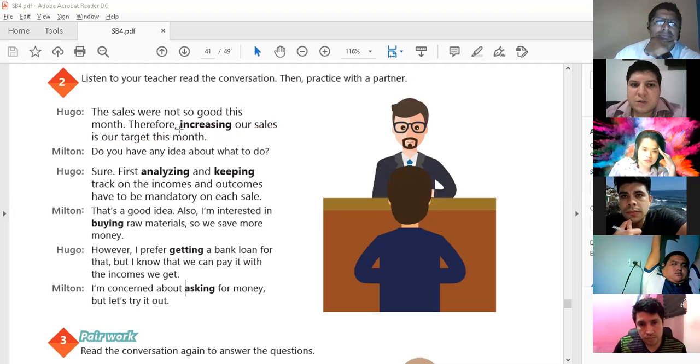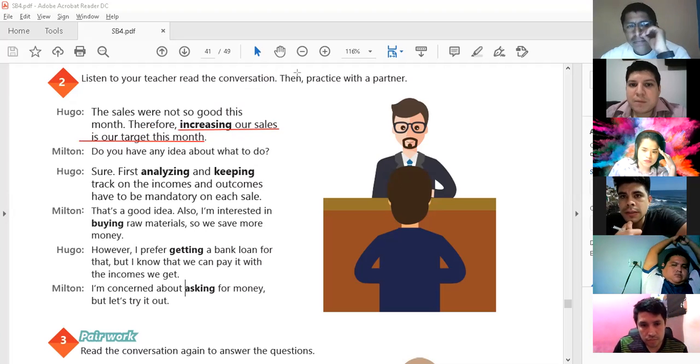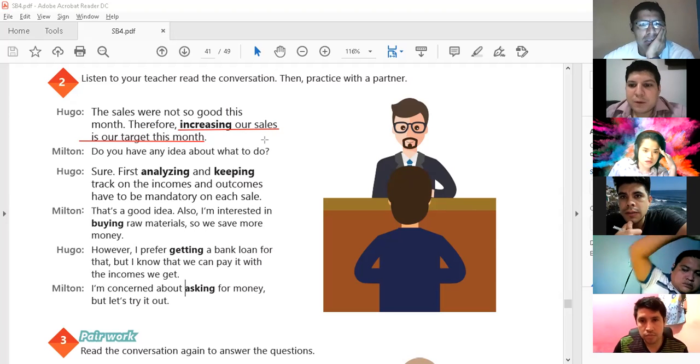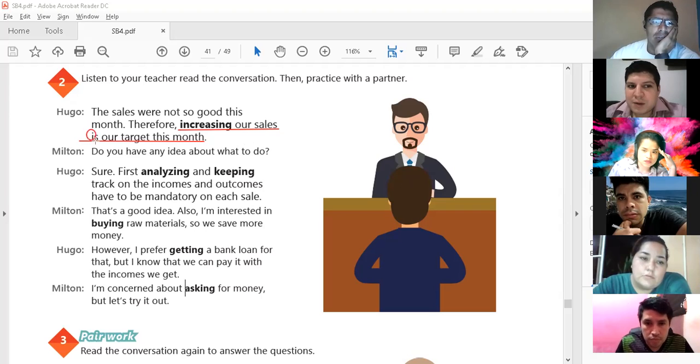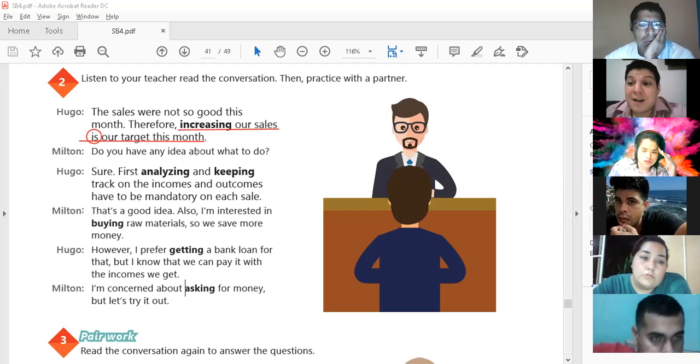This is a sentence. All of this is just one sentence. What is our verb? Target. No. Look for the verb here. Increasing. And what about is? Is. Okay. Keep it in mind, guys.